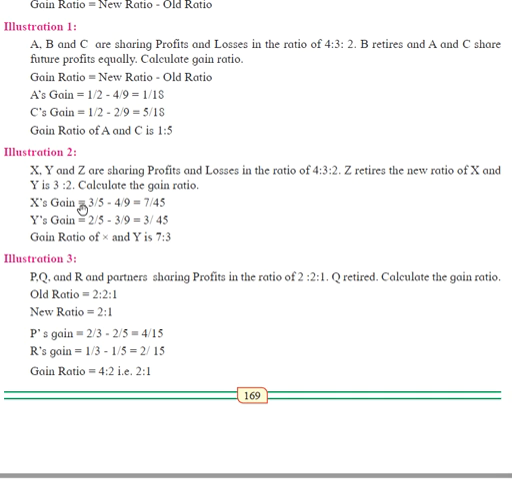So X's gain equals new ratio minus old ratio: 3 by 5 minus 4 by 9, the old ratio. So the gain is 7 by 45. And Y's gain is 2 by 5 minus 3 by 9, because Z is getting retired, so the gain is 3 by 45. So the gain ratio of X and Y is 7 is to 3.